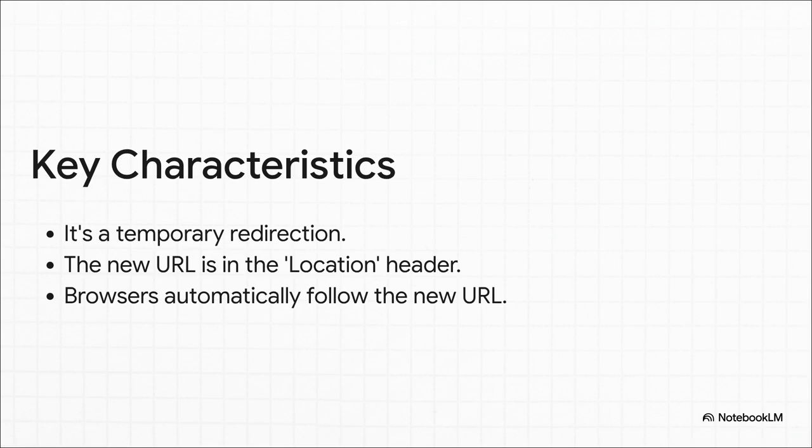Now, there are three really important things to get about this 302 code. First, and this is the big one, it's always temporary. The server is basically promising that the original address is coming back. Second, it doesn't just say it moved, it gives your browser the exact new address in something called a location header. And finally, you don't have to do a thing. Your browser sees the note, reads the new address, and just goes there automatically.